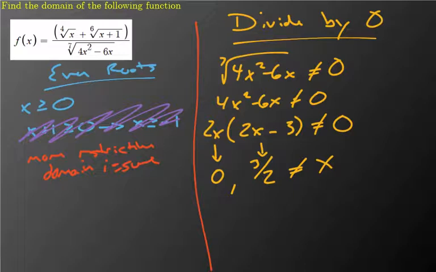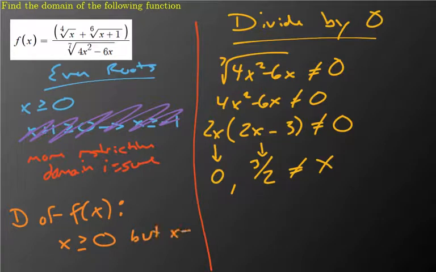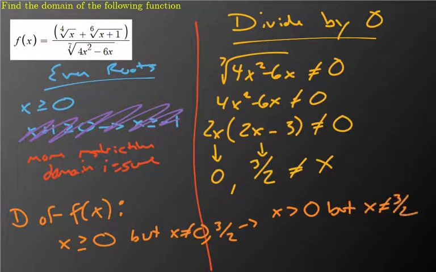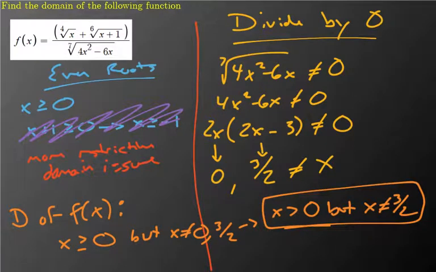So putting everything together here, basically we get the domain of f of x to be that you have to be bigger than or equal to 0, but x can't be 0, which I just said, or 3/2. So really a better way to say this is x is strictly greater than 0, but x can't be 3/2. That is truly the best way to say it, right? Because no sense saying bigger than or equal to 0, but then you can't be 0. That's silly. So this is how you should say the domain.